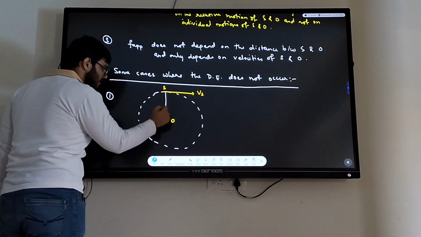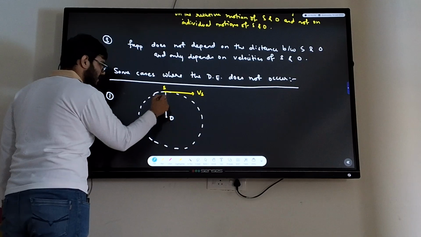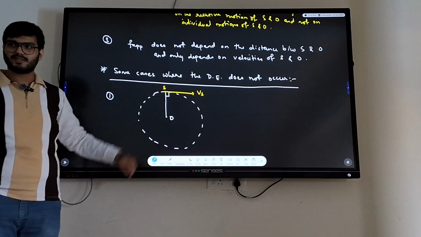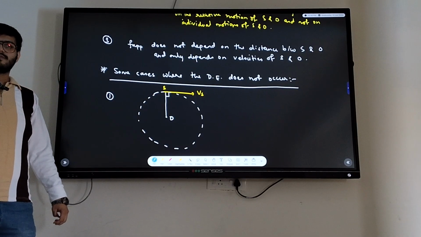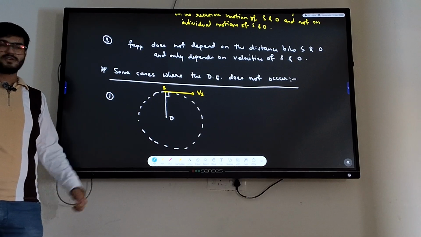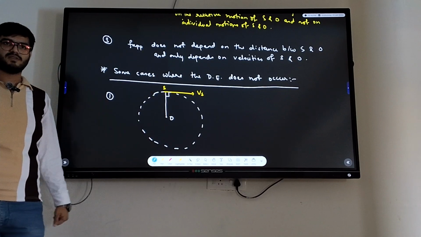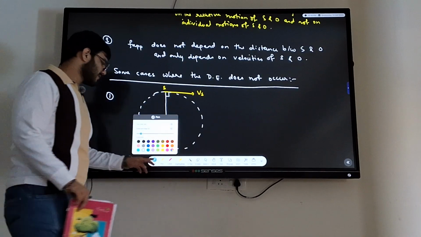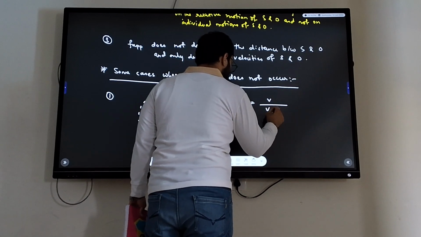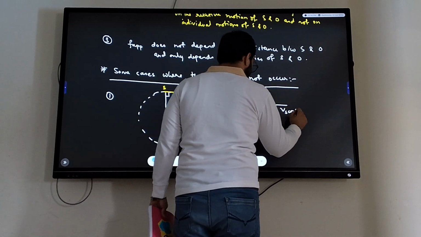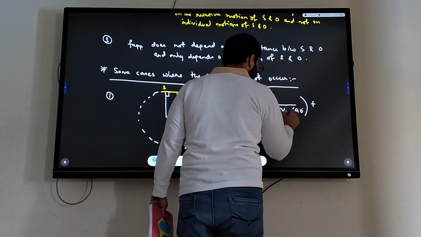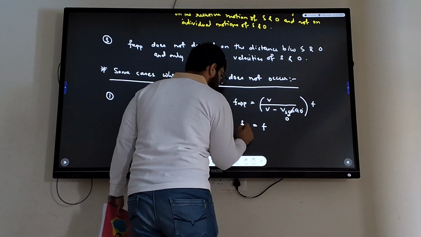Yes? Take my center here. So tell me, what will be the component of Vs which is along this direction? Vs cos 90. And what will that component be? 0. So do you have any kind of motion along this direction? No. So you will not find Doppler effect. Even if you want to write it, you can write F apparent is equal to V over V minus Vs cos 90 into F, and since this is going to be 0, that means F apparent is equal to F.